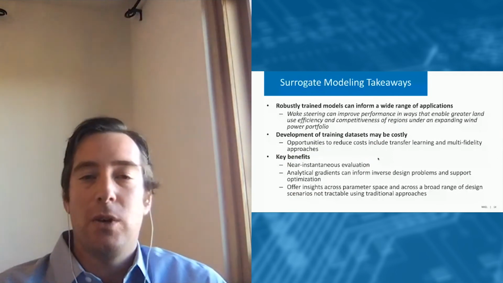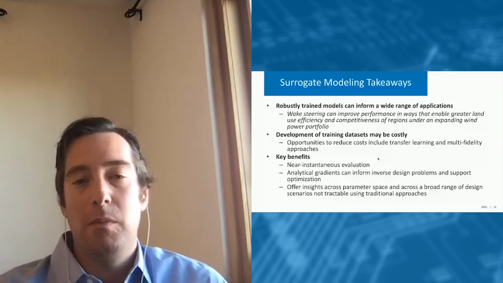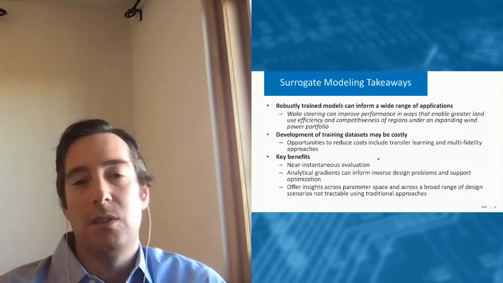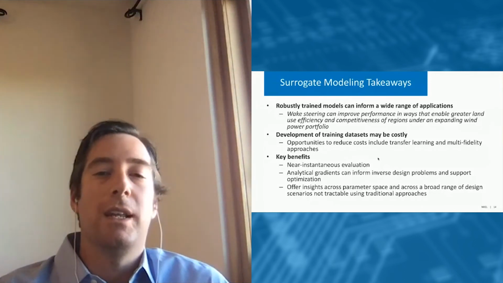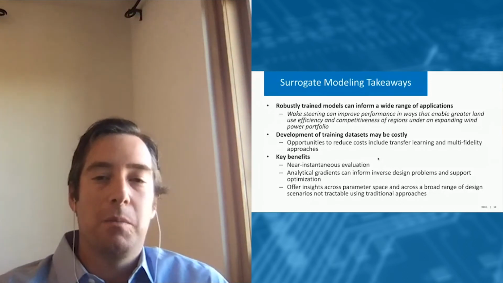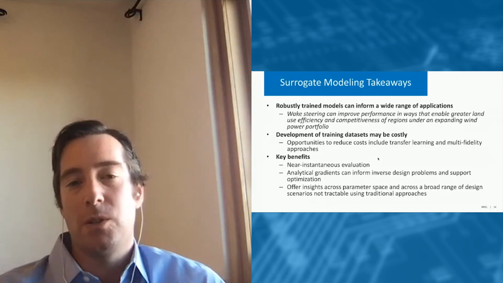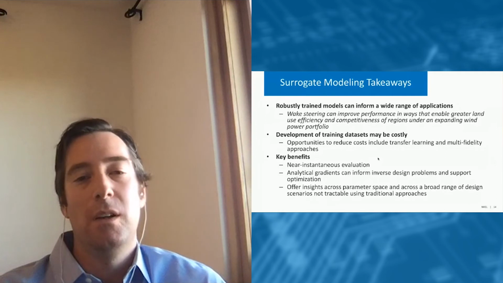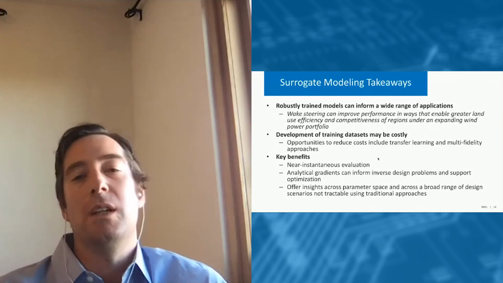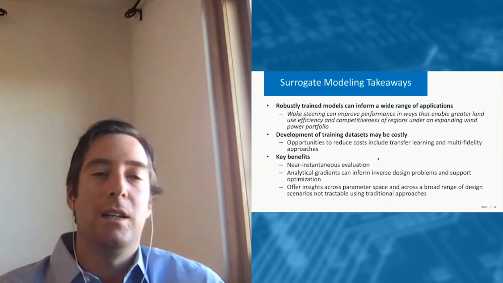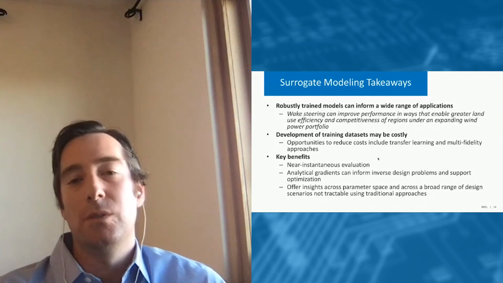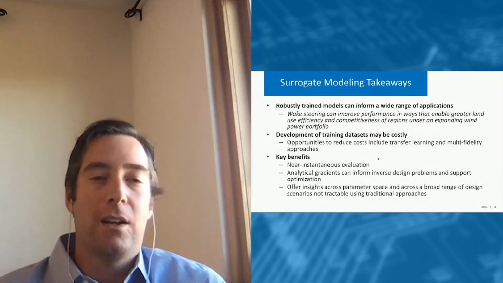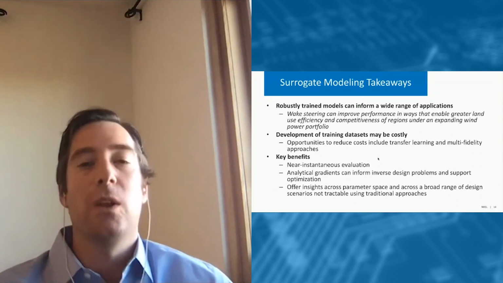The development of trained data sets may be costly. You probably noted the large numbers there that were associated with the computations required to generate these trained data sets. It's an interesting problem because the motivation for surrogate modeling is typically because the full form model is too expensive to run for whatever analysis you're interested in. But we've identified additional opportunities to reduce costs down the road. And also note that the cost of developing the training data set is really a one-time cost.